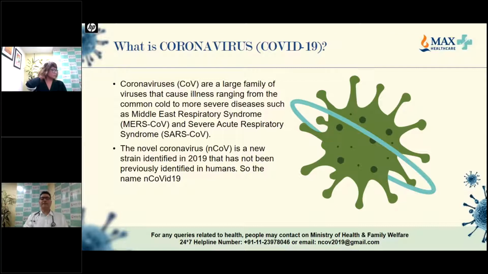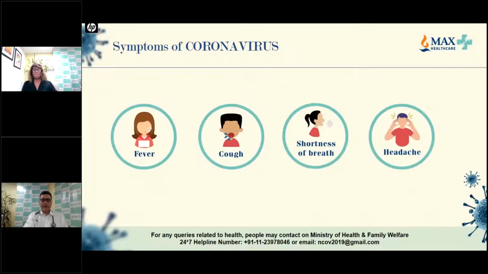We'll start with what exactly is coronavirus. It's a large family of viruses that causes illnesses ranging from a common cold to severe illnesses like Middle East respiratory syndrome and severe acute respiratory syndrome. And the present novel, the new strain, was identified in 2019 and has not been previously seen in humans. So that's why the name COVID-19. The symptoms, as we all know, are high-grade fever, dry cough, shortness of breath, and some patients could have headache as well.